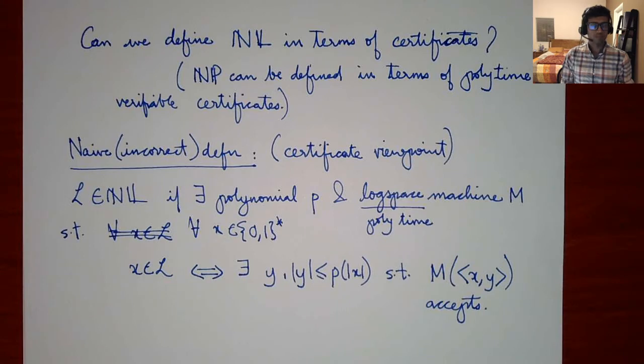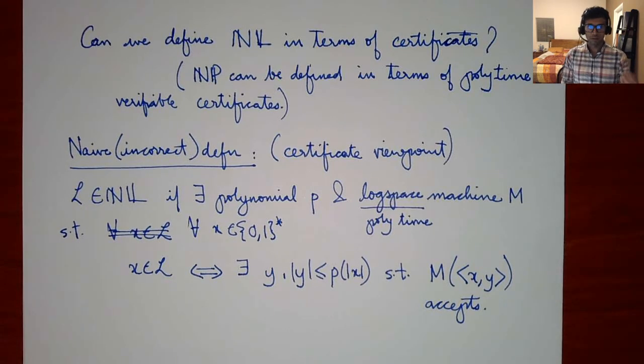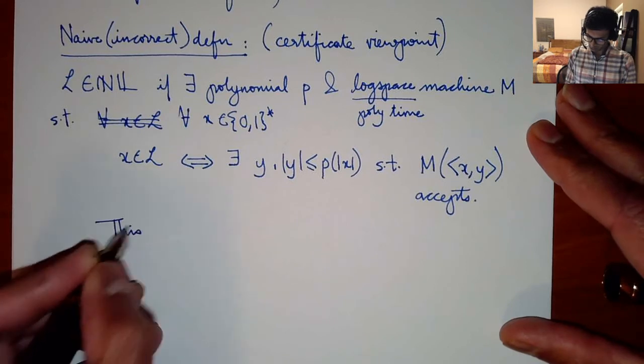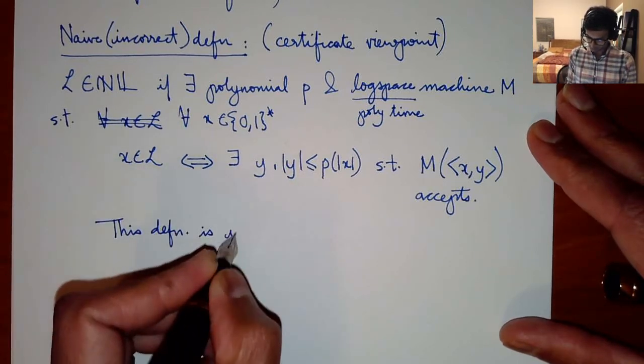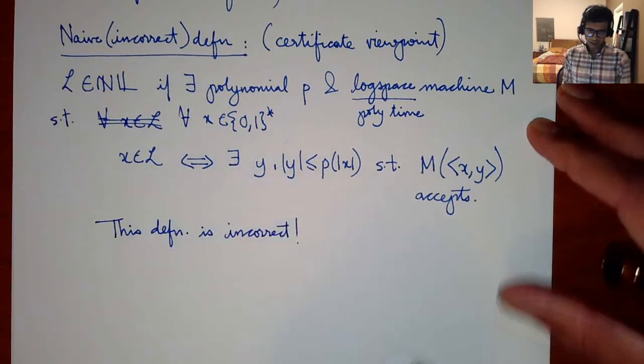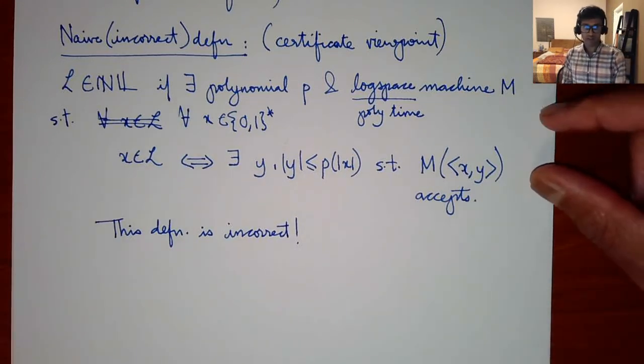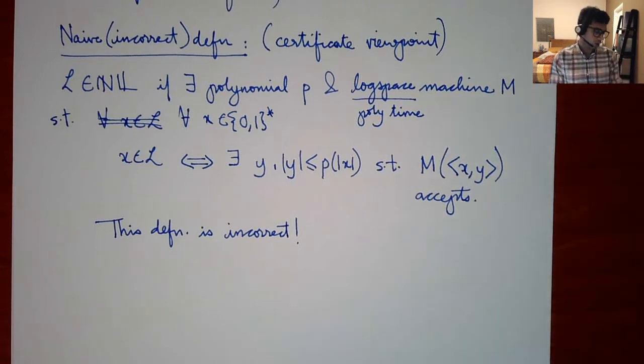Any questions about this definition? This seems like a natural extension, a natural definition of NL with respect to certificates. It takes a bit of thought, but surprisingly, this is actually wrong. This definition is incorrect, and we'll see why. What I mean by incorrect is that it doesn't really capture non-deterministic log space. Such a machine can actually do much more than what we think non-deterministic log space is.